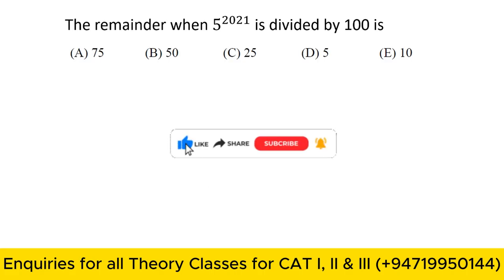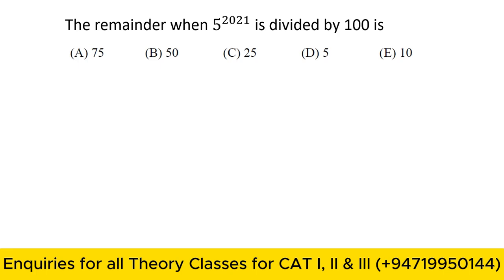So here I chose another Olympiad math problem. Let's read this. The remainder when 5 to the power of 2021 is divided by 100 is. They give 5 answers: 75, 50, 25, 5, 10.